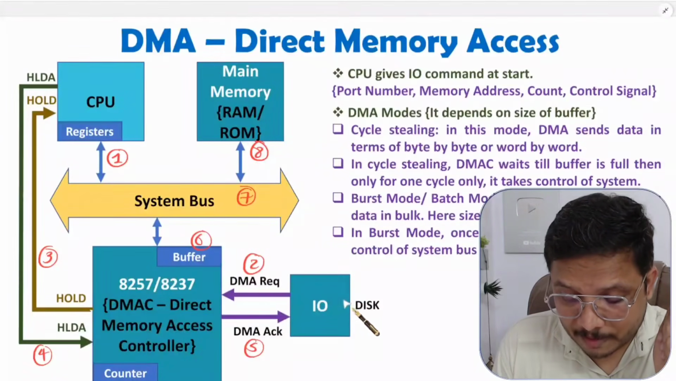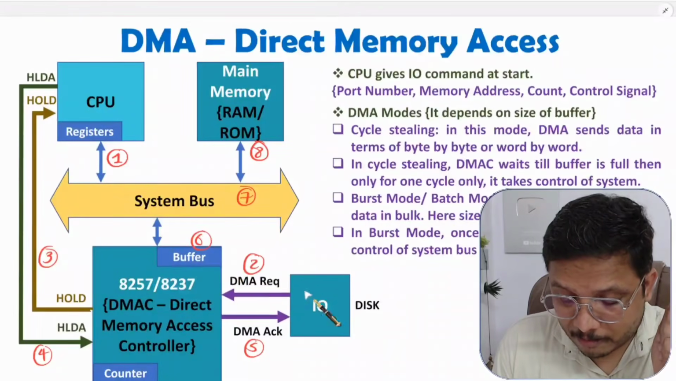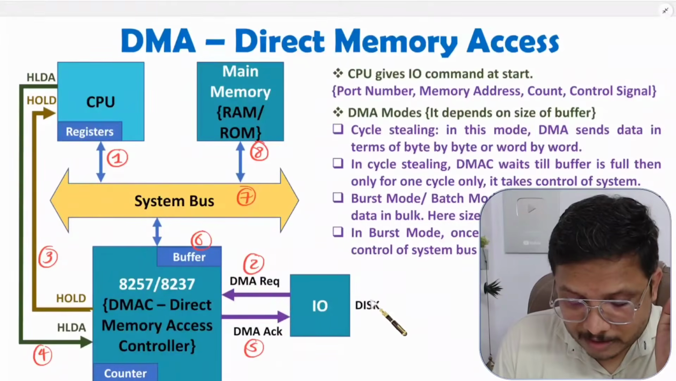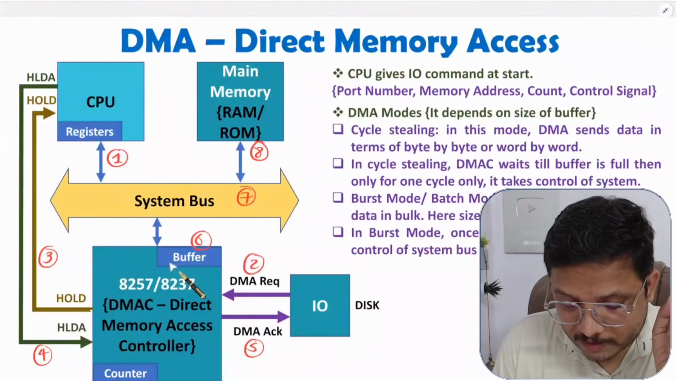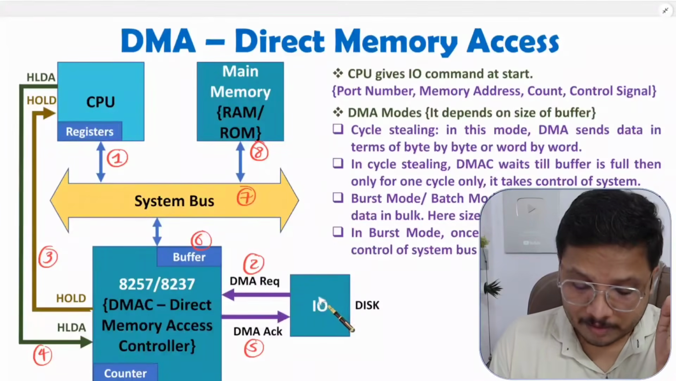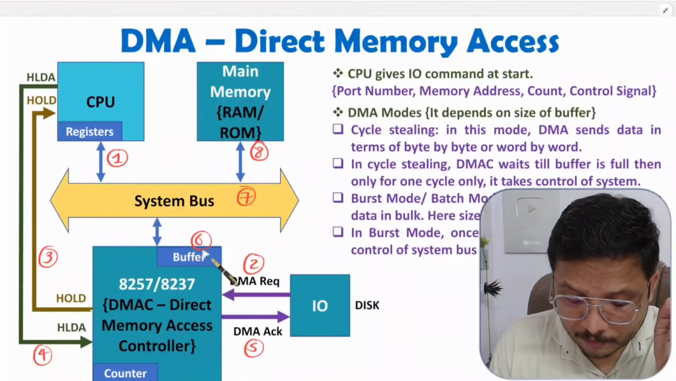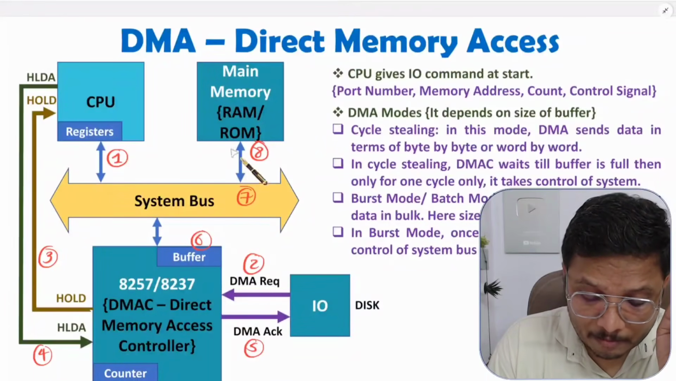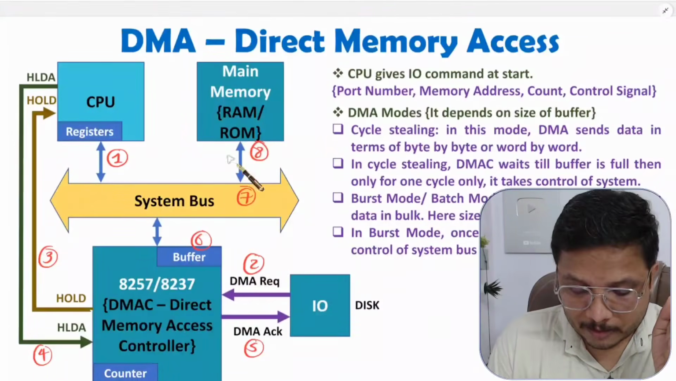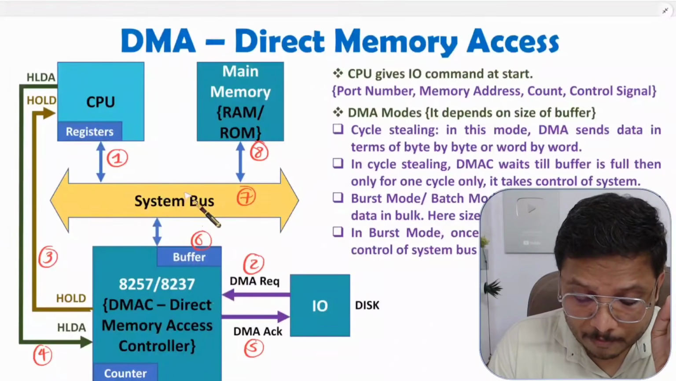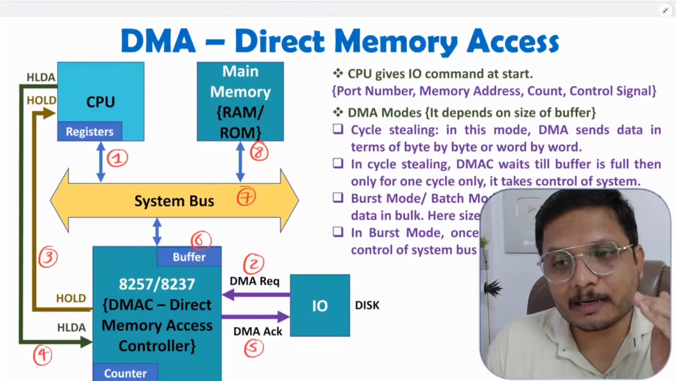So initially we are preparing our data, right? Preparation is happening byte by byte via disk to buffer. Once this buffer is full, you can say this time period is preparation time. And once this buffer is completely full, we will be transferring this data via system bus to main memory, right? So this is referred to as transfer time. Data transfer from buffer to main memory, that is transfer time.